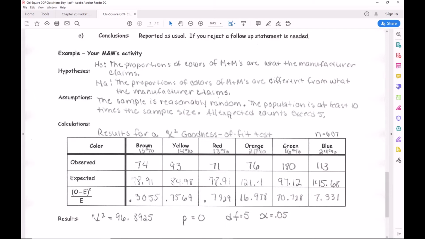And then I did the expected counts, and you kind of have to save this until you figure out this part of your table. What I did was I took all of my percentages as decimals, like 0.13, 0.14, 0.13, 0.2, and so on, and multiplied each by 607 to get my expecteds. Now, you're allowed to do decimals because it's like an average, right? So 607 times 0.13 gave me 78.91.